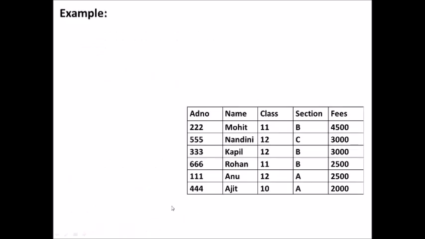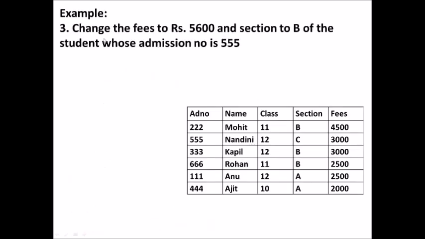One more example. If you want to change the fees to rupees 5600 and the section of a particular student whose admission number is 555. Now what do you want to change in this table? This is the admission number of the student, that is 555, and you want to change the section to B, which is C now. This should be B according to the question, and we want the fees to be updated to 5600. So we want two changes, the section as well as fees.